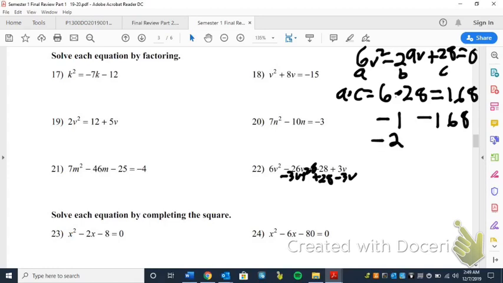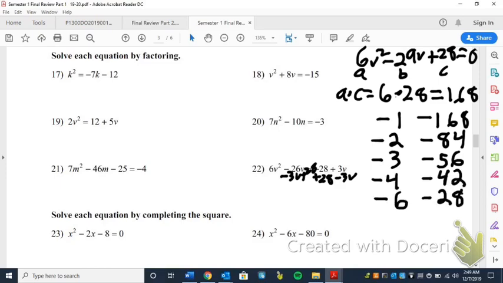1 and 168, 2 and 84, 3 and 56. If I add these up, I would get negative 169, negative 86, negative 59, negative 46, negative 34, negative 31, negative 29. That's what we're looking for.